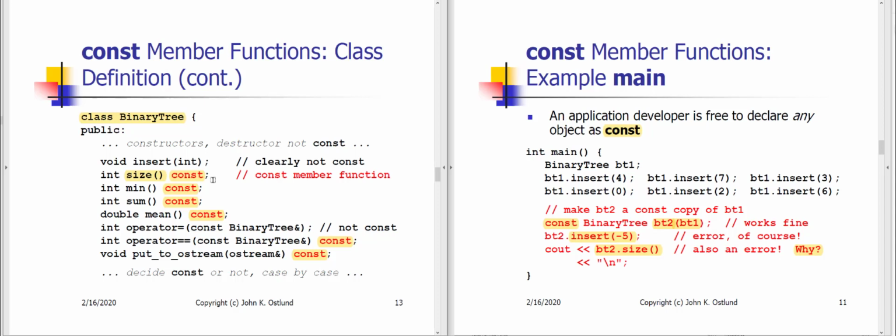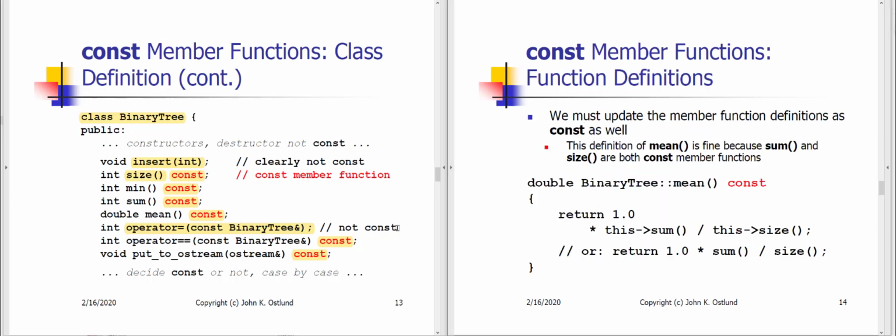Notice which functions here on slide 13 are not const member functions. Obviously, the insert member function is not const. It explicitly does change the internal makeup of the binary tree. Likewise, the assignment operator is not const. It certainly changes the internal representation of the current binary tree to become a copy of the other tree that's on the right-hand side of the single equal sign.